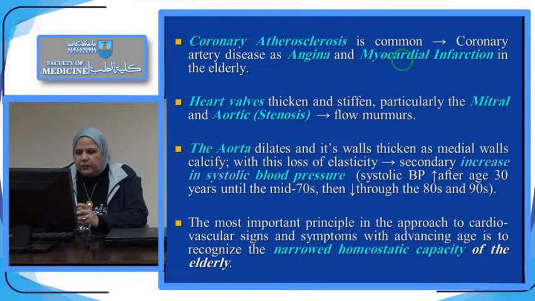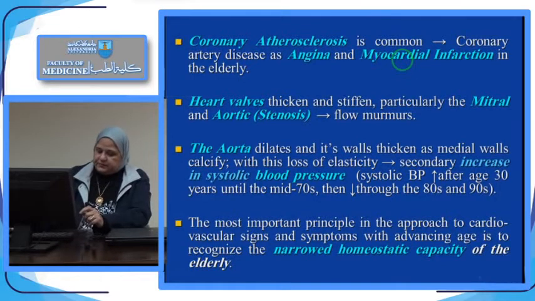The most important principle in the approach to cardiovascular signs and symptoms with advancing age is to recognize the narrow homeostatic capacity in the elderly, in all aspects: psychological, neurological, pathological, electrolyte, acid base, renal, and so on. Narrow homeostatic capacity is a golden rule in the management of the elderly population.